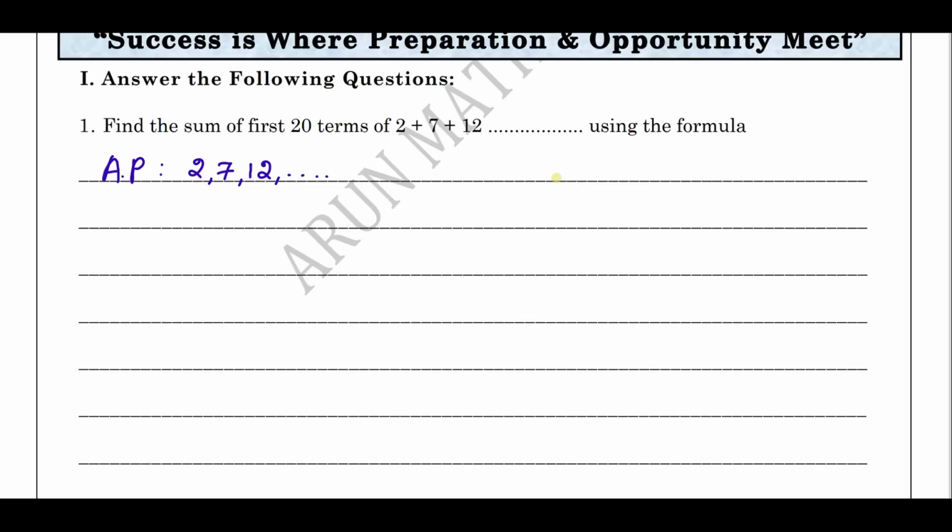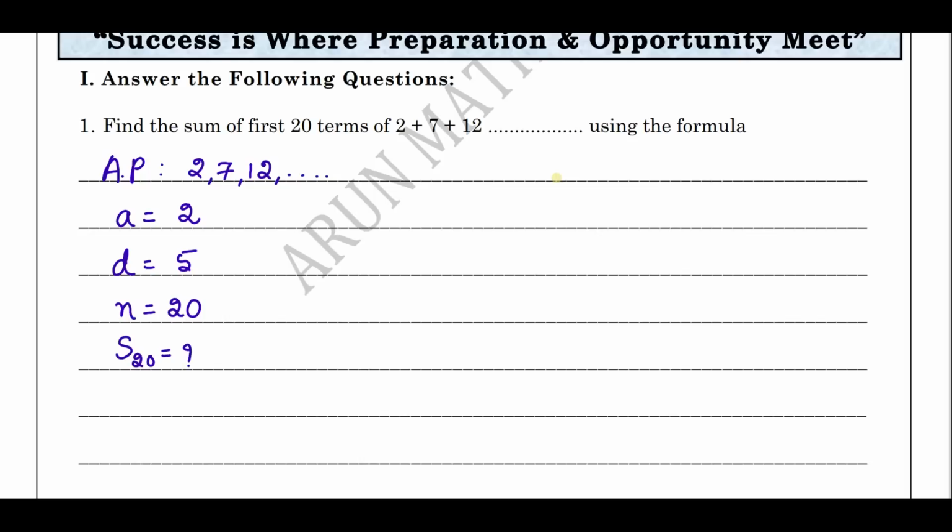Given what? We should find out the sum of 20 terms. Given AP is 2, 7, 12. Now, find out the first term a, d, then the value of n. What is a? The first term is 2. d equals a2 minus a1, that is 7 minus 2 is 5. And what we should find out? We should find the sum of 20 terms. Therefore, n equals 20, and S20 equals question mark.